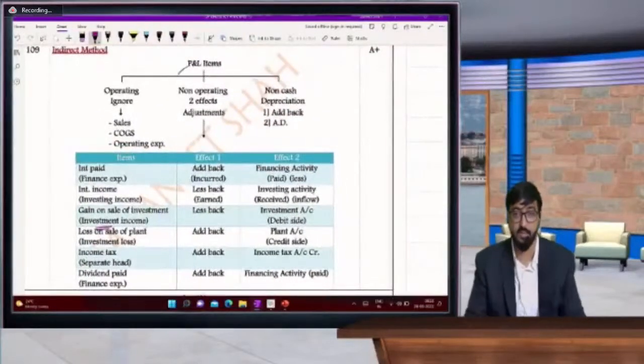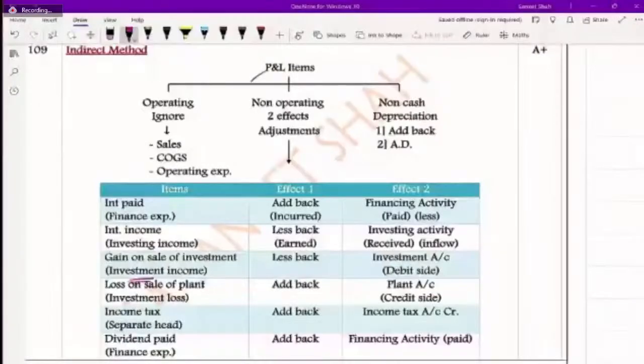P&L items. Now you are clear with these P&L items. You can take a screenshot. This is your P&L items with reason. I have given you the reason also. P&L items over.